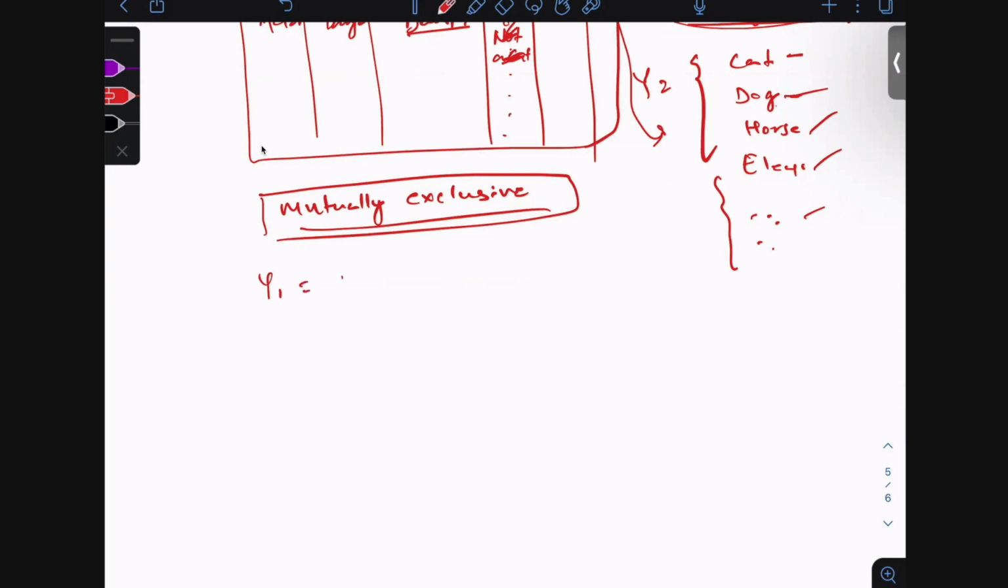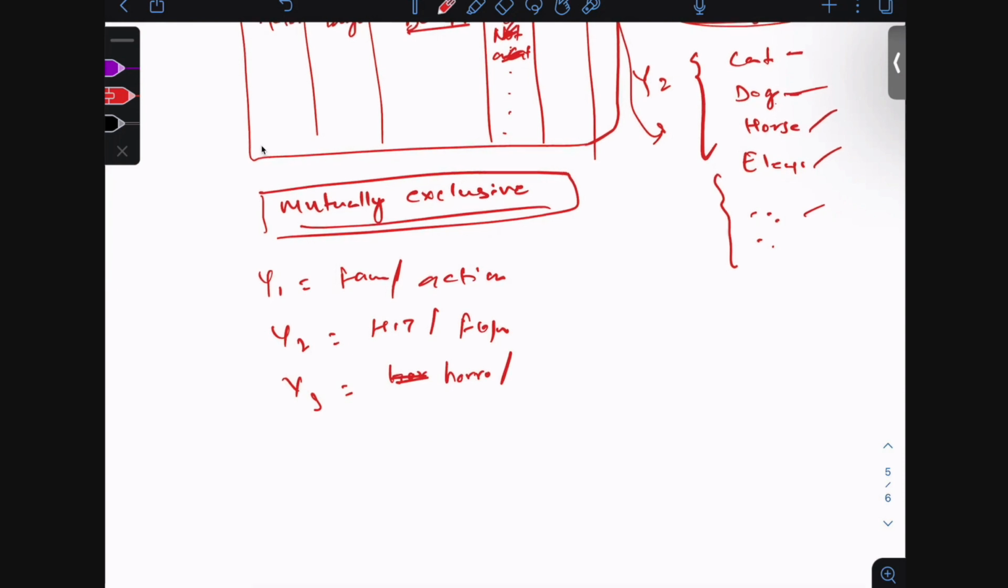My y1 predicts family versus, let's say, action. My y2 predicts it's a hit or a flop. My y3 predicts something like some other genre. Let's say, what other could be the class of a movie? The movie could belong to, I don't know, let's say it's a horror, or maybe it's a period drama or something like that.